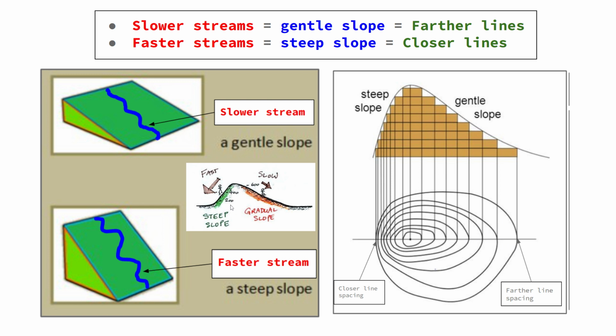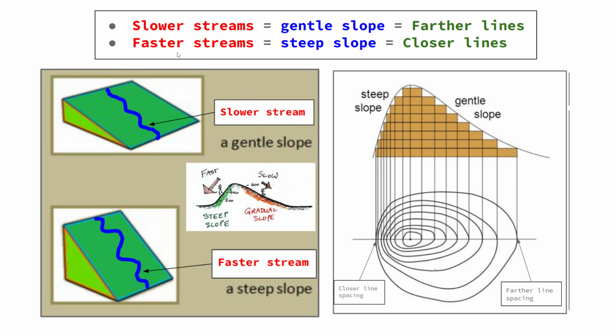So if we put that all together, slower streams are found in gentler slopes and they are represented by farther lines, right? So if you saw farther lines and I asked you, where would a river flow faster? In an area with closer lines or an area with farther isolines? The answer would be steeper slope or closer isolines, because the river would flow faster in a steeper slope, or area where the lines are closer together in an isoline map.